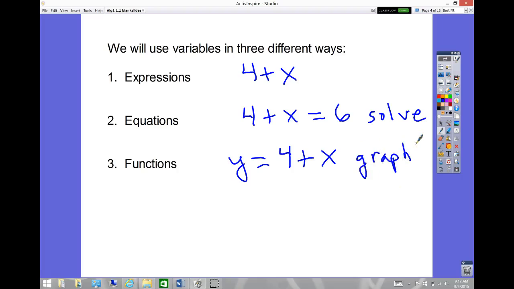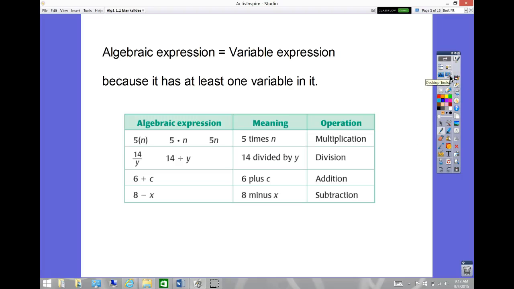Now, what we do with expressions, well, first we're going to look at some expressions. An algebraic expression is the same thing as a variable expression, and what makes it that is it has a variable in it. These are very simple expressions with just one operation going on in each one. The first one gives us 3 different ways to look at how we might multiply a number times a variable: 5 parentheses n or 5 dot n both mean 5 times n. Usually we would write that with 5 right next to the n, and the multiplication is implied.